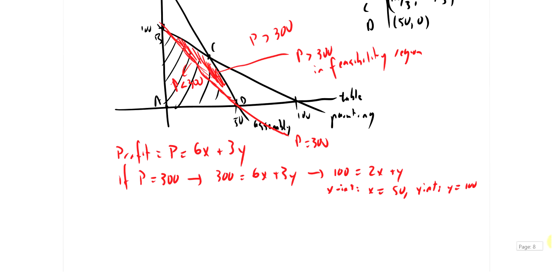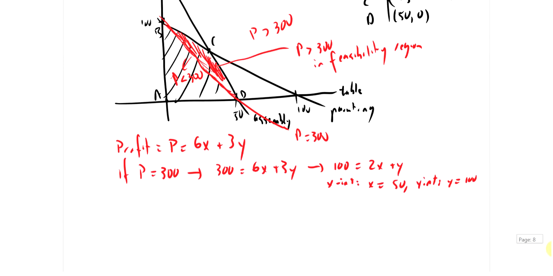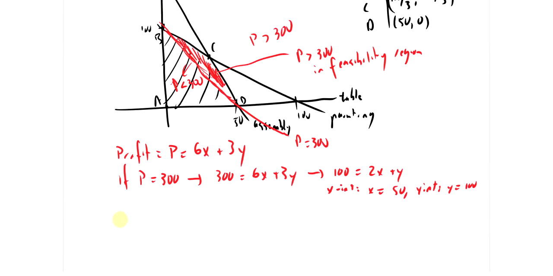Okay, what about this profit equals 600 line? So let's go to blue for that one. If P equals 600, what does that mean? Well, he's selling combinations of tables and chairs that satisfy this equation. 6 times the number of tables plus 3 times the number of chairs is $600. And again, we can divide everything by 3 to get 200 equals 2x plus y.